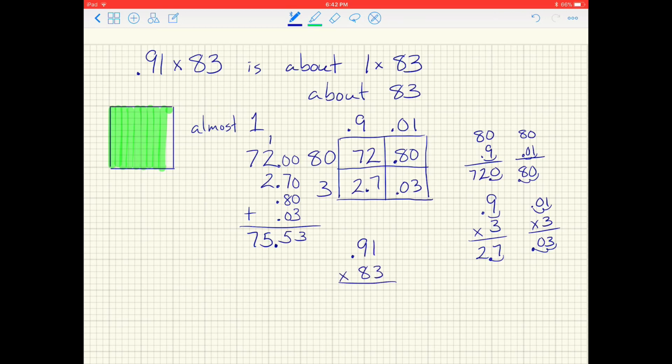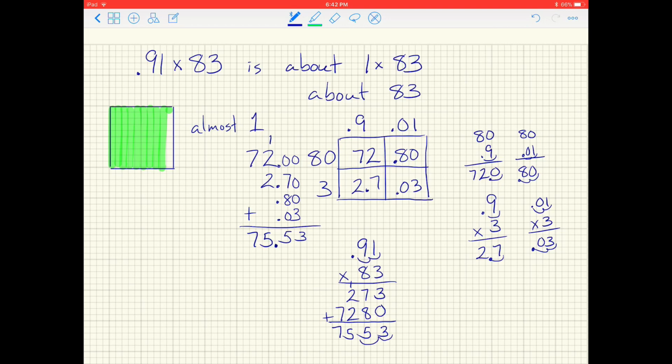Now if I want to do it the standard algorithm, 91 hundredths times 83. Start with 3 times 1. 3 times 9 is 27. Put the 0 down because I'm moving over a place. Then 8 times 1. And 8 times 9 is 72. Add it all up. And I get 7553. Of course, I have to put the decimal in.